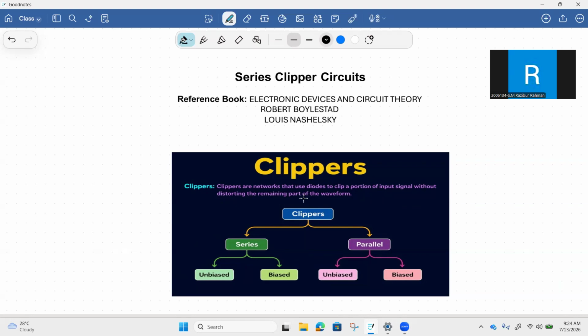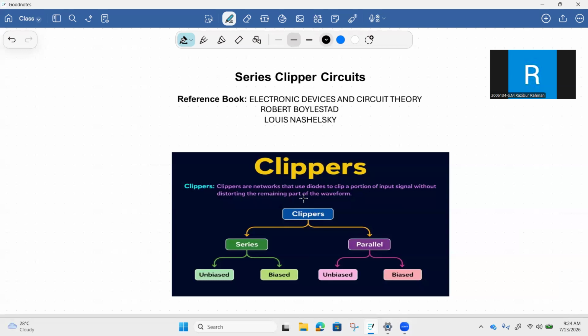The reference textbook for this discussion is Electronic Devices and Circuit Theory by Robert Boylestad. So what is a clipper circuit? Clippers are networks that use diodes to clip a certain portion of the input signal without distorting the remaining part of the waveform. Clippers can be divided into two categories as series clippers and parallel clippers. In the series configuration, the diode is in series connection with the load, and in parallel configuration, the diode is in parallel connection with the load.